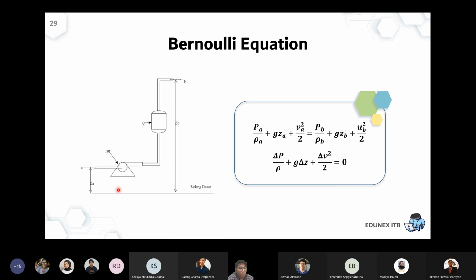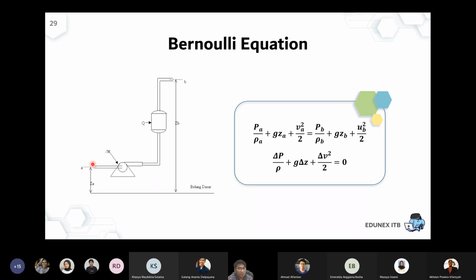Okay, so if you analyze just point A and point B, this is the pump. I think we explained in our first session that the function of the pump is to add more energy, because during the fluid flow there will be energy loss in the actual case, so we need to supply more energy using a pump. But for now, just consider the pipe. Don't consider the work done by the pump first.